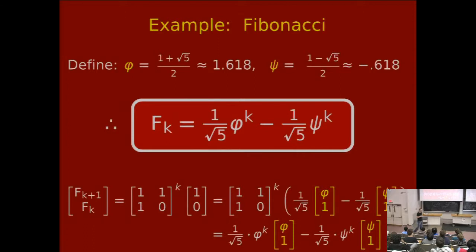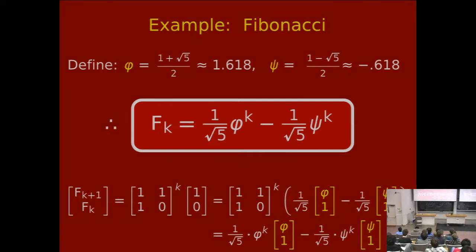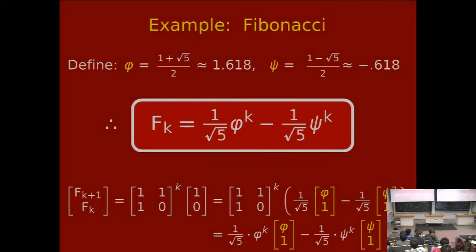Okay, so this is the punchline. This gives us an explicit formula. It's this number to the k over root 5 minus this other number to the k over root 5 for the kth Fibonacci number using the power of linear algebra. Okay, any questions about that? Okay, so now you can compute the kth one without computing all the intermediate ones. You just need to punch this expression into your calculator.